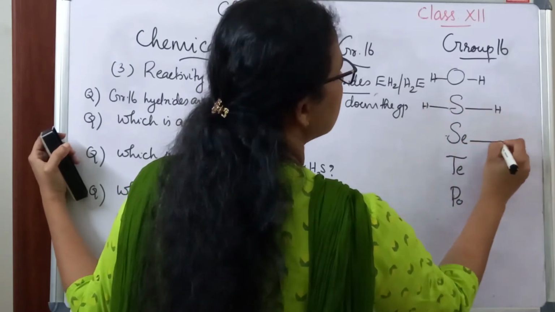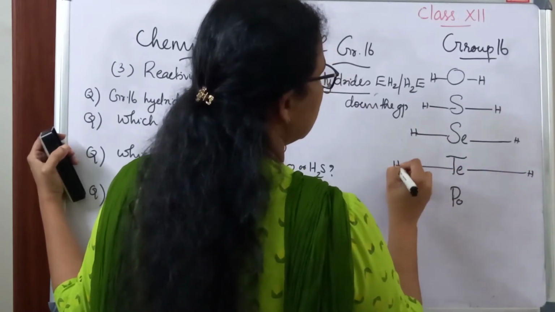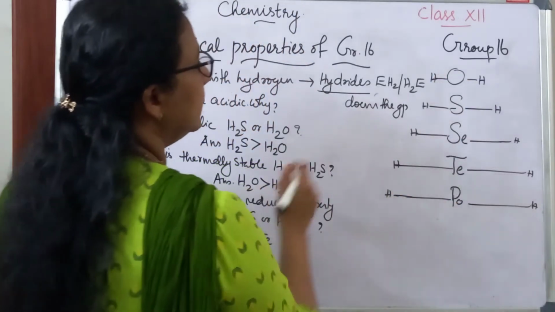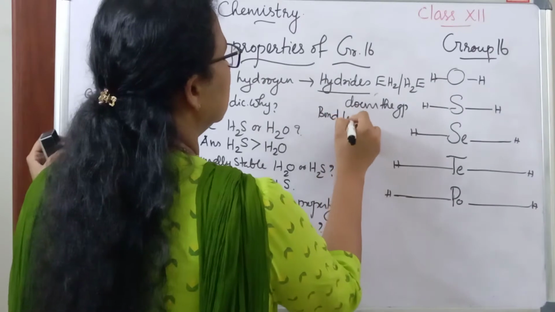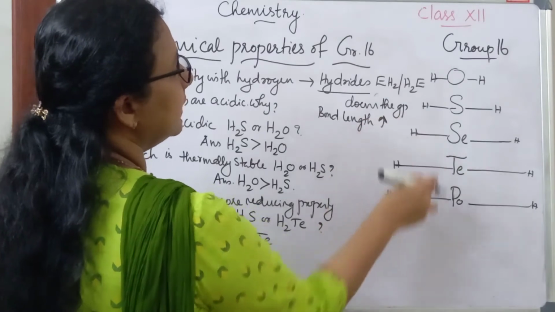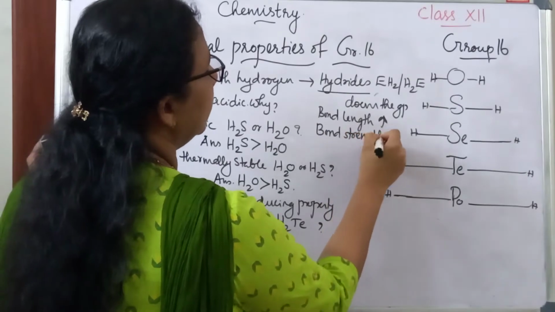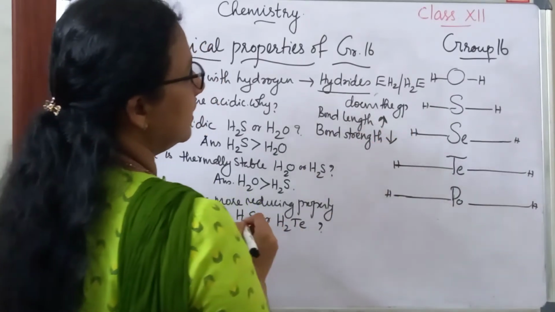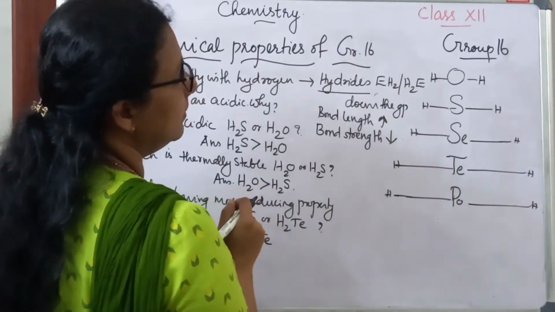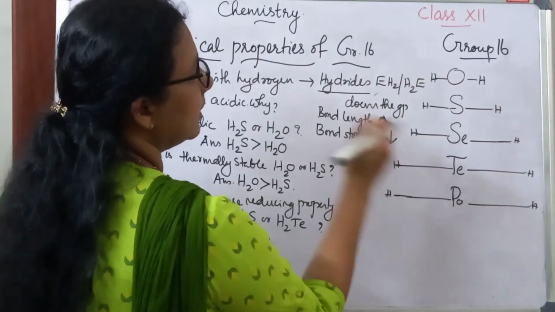So we can draw like this. The bond length increases down the group. So when bond length increases, bond strength decreases. That means the longer the bond, the weaker the bond strength. So we can easily break these bonds when we are coming down the group.